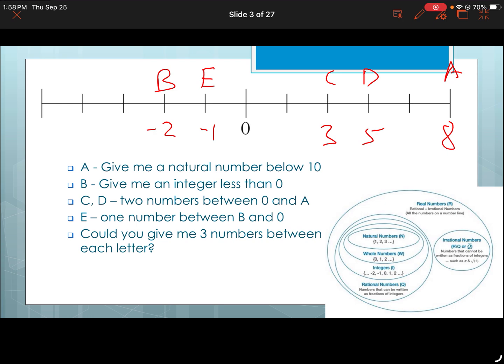And then the question is, could you give me 3 numbers between each letter? So that's quite easy here, isn't it? Except to be 6 and 7. Here it gets a bit confusing because it could be 4, but then you could pick like 3.5 and 4.5. And then you could do like negative 1.5, etc. And you can do a bunch.